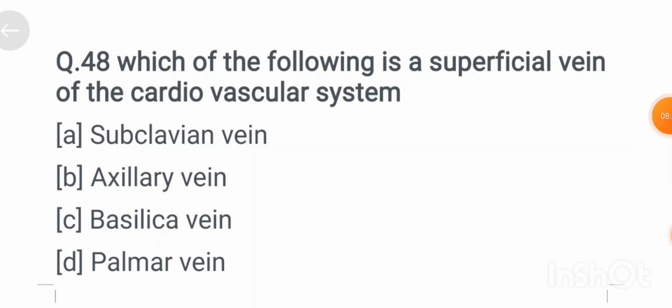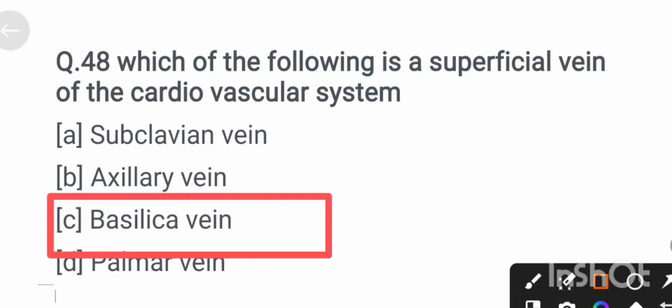Which of the following is a superficial vein of the cardiovascular system? Option A, subclavian vein. Option B, axillary vein. Option C, basilic vein. Option D, palmar vein. Correct answer is option C.